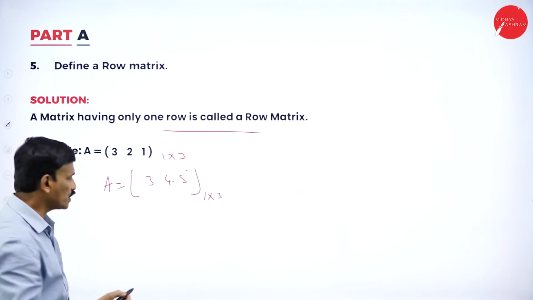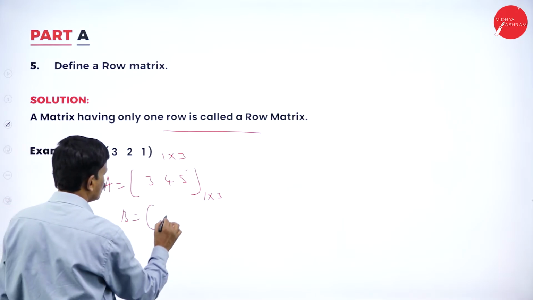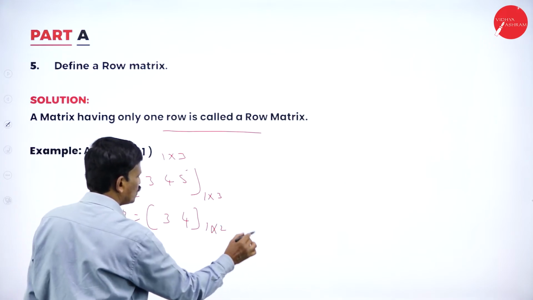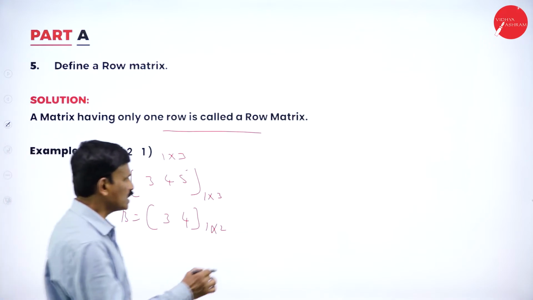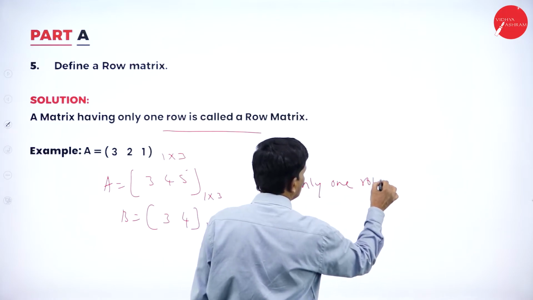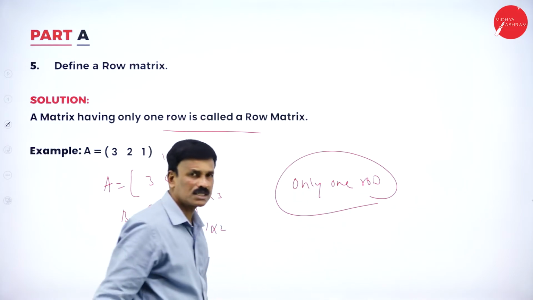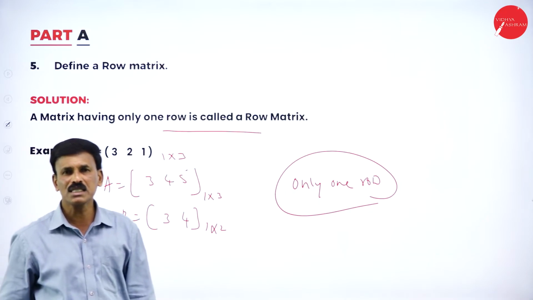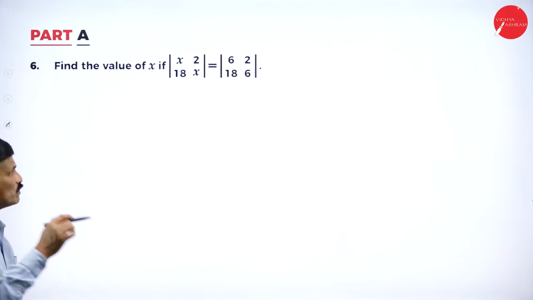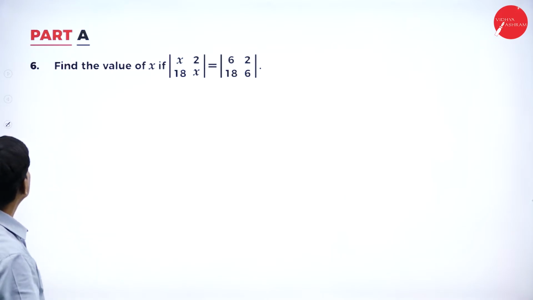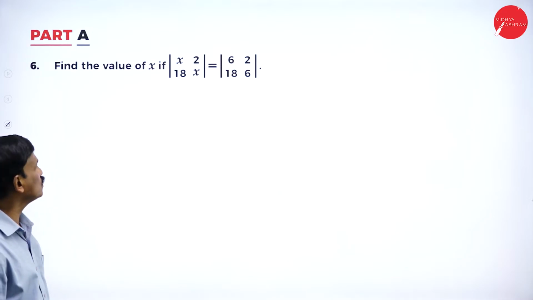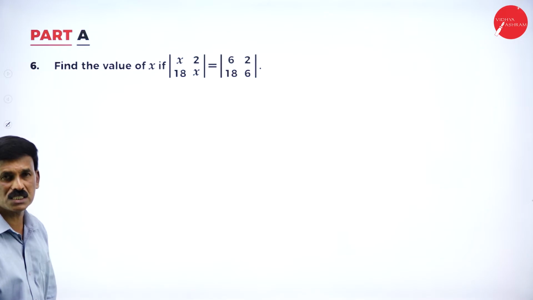Now let me take one more example. Another example, B is equal to [3, 4]. This is also a row matrix of order 1 row and 2 columns. So a matrix having only one row is called a row matrix. If it is a column, it means a matrix having only one column. Okay. Now let us come to the next problem. Question number 6 is from determinants. Find the value of x if the determinant of [x, 18; 6, x] is equal to the determinant of [6, 18; 6, 6]. This is a determinant.